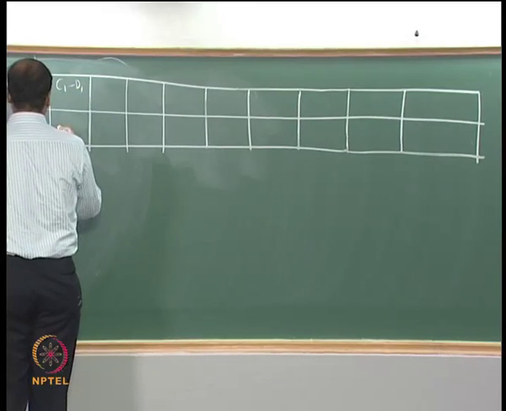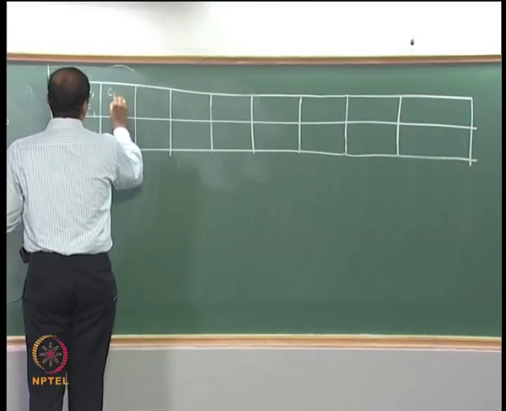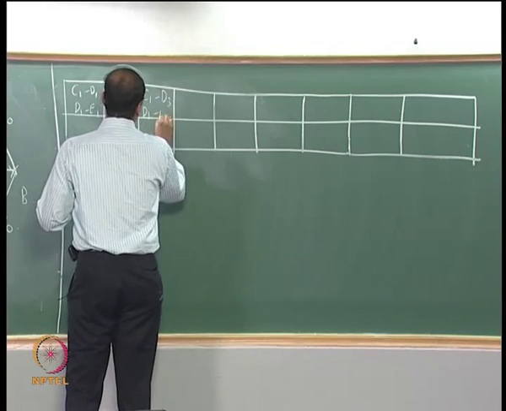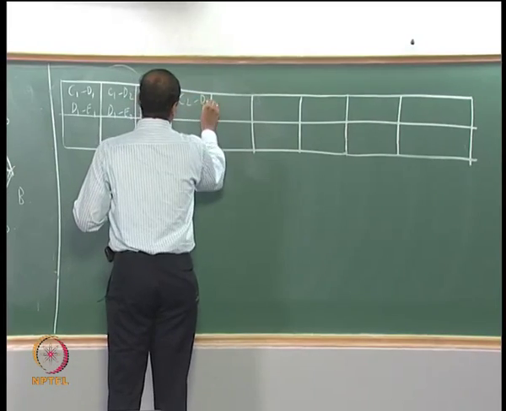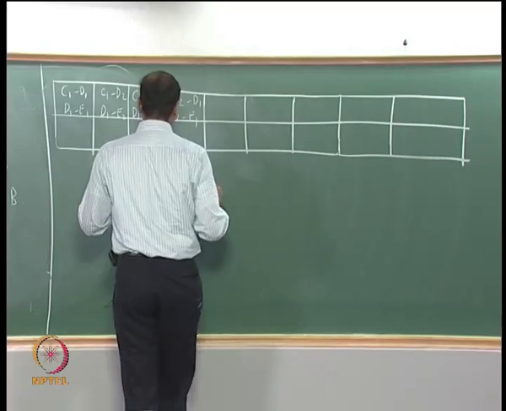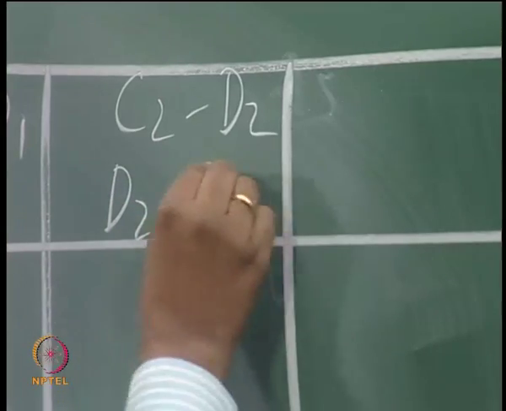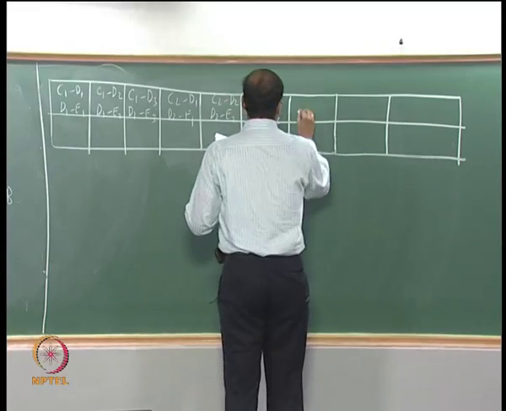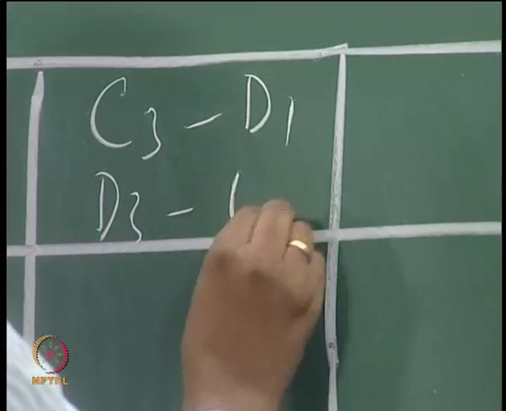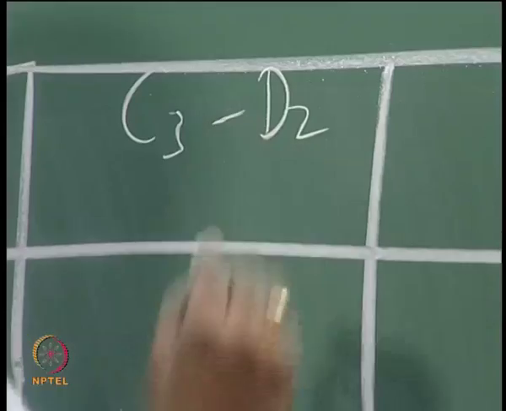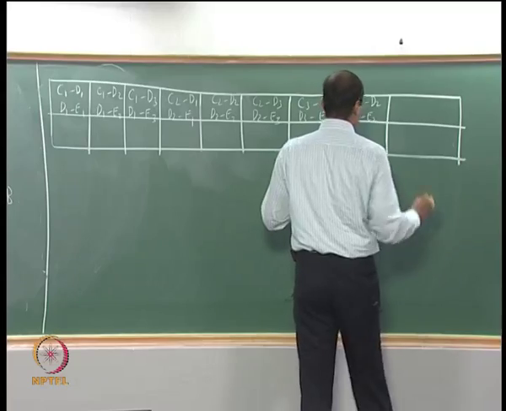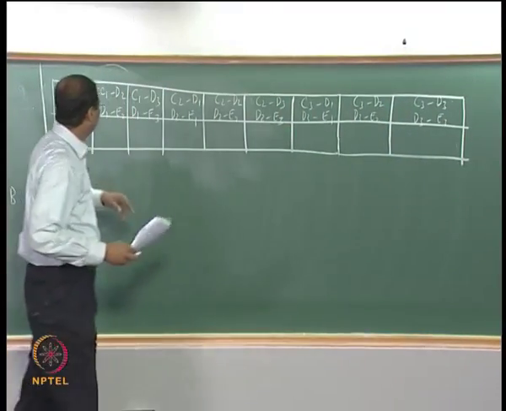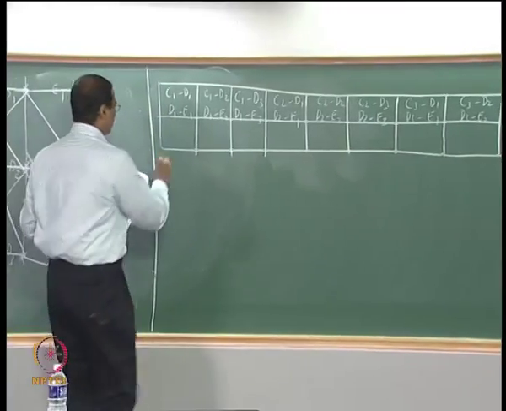C1 to D1, D1 to E1. C1 to D2, D1 to E2. C1 to D3, D1 to E3. C2 to D1, D2 to E1. C2 to D2, D2 to E2. C2 to D3, D2 to E3. C3 to D1, D3 to E1. C3 to D2. To make matters simple, we have assigned C1 to D1 the same as D1 to E1 and so on. I will give you the cost 40.